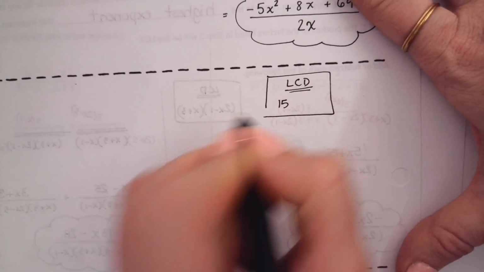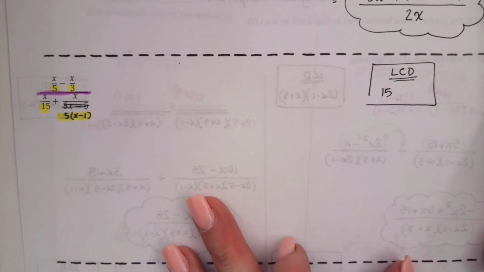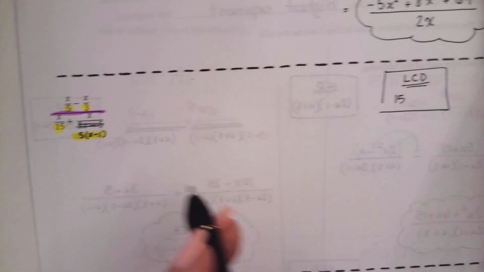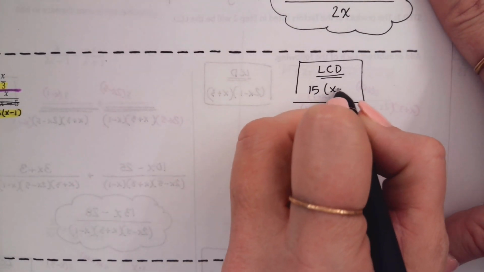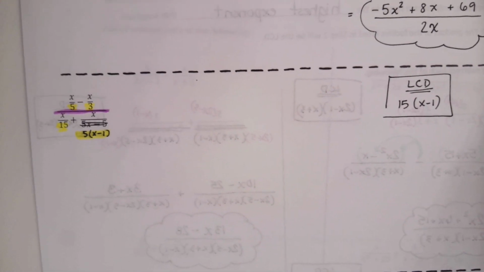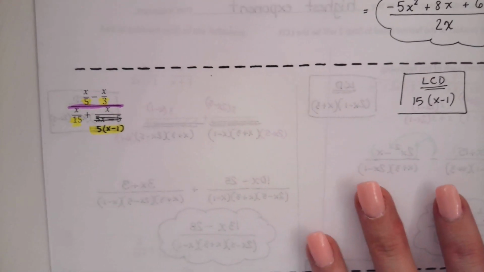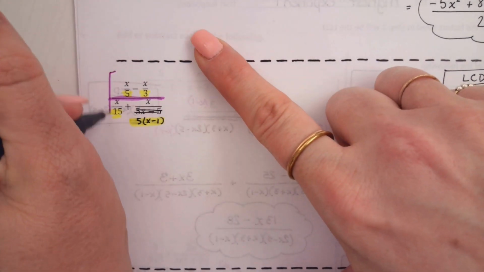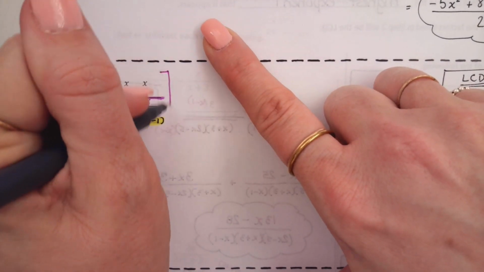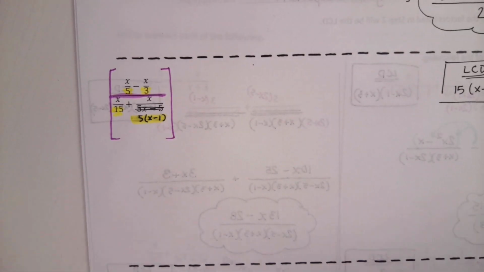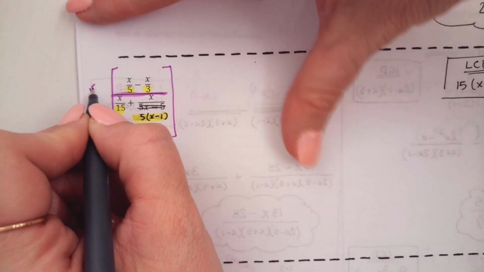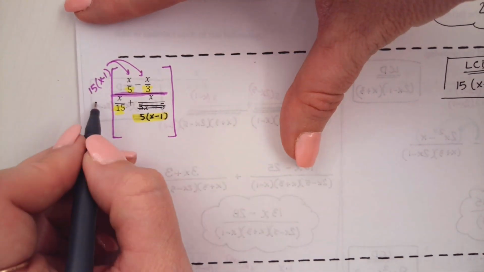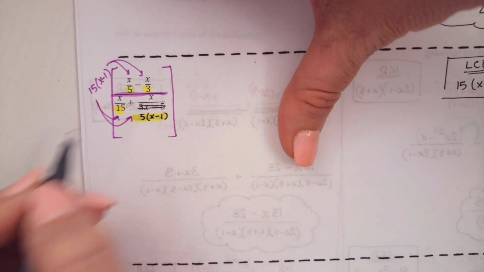And just one tiny other little thing. What else is in my LCD? X minus 1. We don't need the 5 because the 5 already goes into 15. So we should ideally be able to multiply this whole entire thing by the LCD to get it to simplify. Again, the hardest part about this is the fact that I'm going to show my work. So we got to multiply everything by 15 times x minus 1, which means we got to distribute to both fractions on the top, both fractions on the bottom.